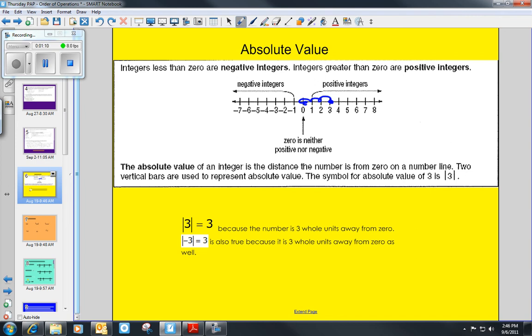Now the same is true of negative 3. Down here on the negative end, it is also 1, 2, 3 hops away from 0. So its value is also positive 3. Absolute value just means how far away from 0 this number is. Now the absolute value bars act like parentheses when we're doing order of operations, and I'll show you a little bit about that next.